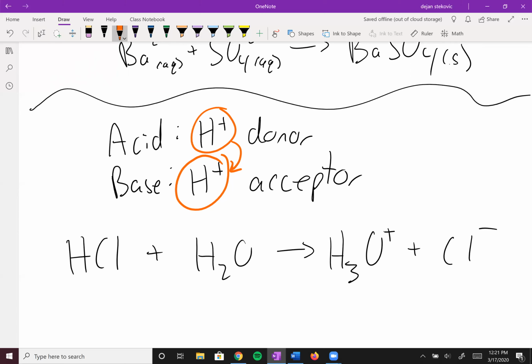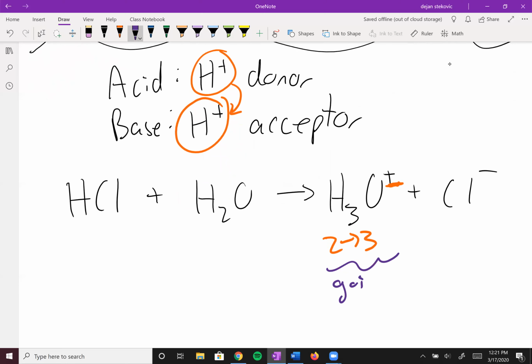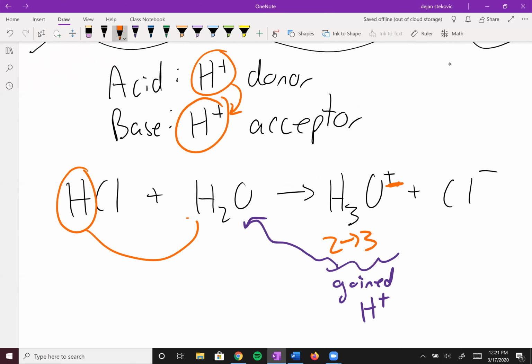So we see here that we have a product, we have a plus, and then we went from 2 H's to 3. So overall, net, this molecule gained an H plus. It gained an H plus. And what was this molecule originally? Well, it was water. So the H plus went to here, to the water.